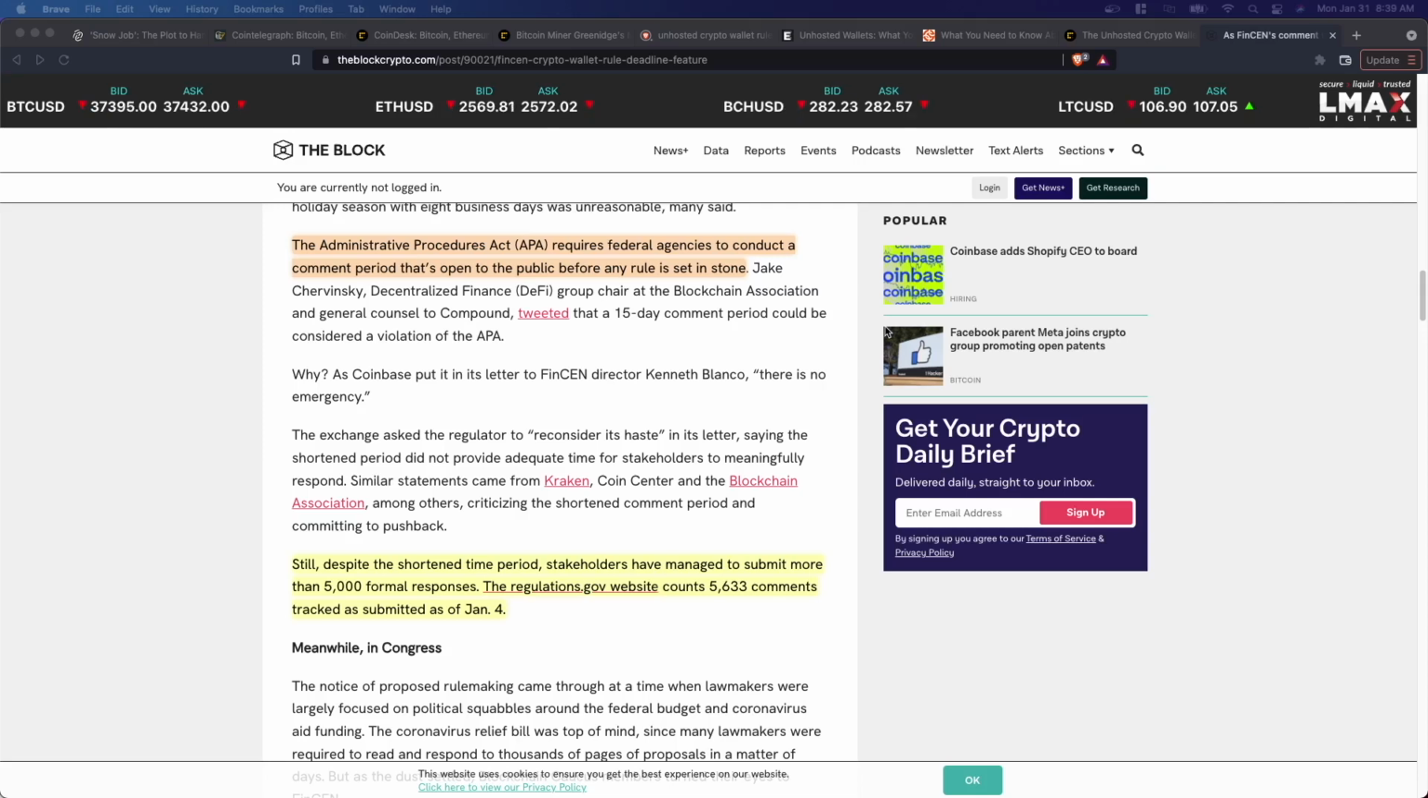And in particular, it calls for a comment period where people can chime in and give their opinions regarding these potential rule changes so that the government can get feedback on the policy and how it's affected by popular opinion.